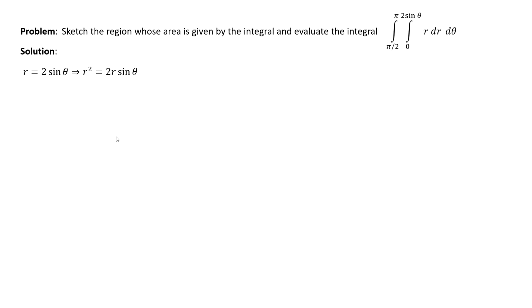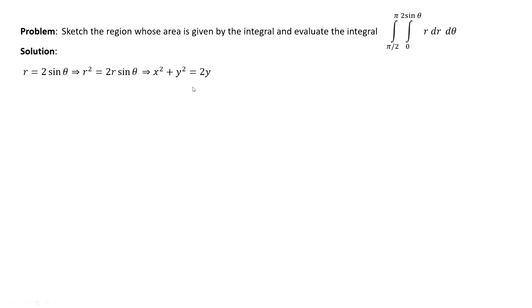So if we say x square plus y square, that is r square cosine square theta plus r square sine square theta, but we can factor out an r square, all that stuff. So r square is nothing but x square plus y square. And r sine theta is y. So the Cartesian version of this polar equation, r equals 2 sine theta, is x square plus y square equals 2y.